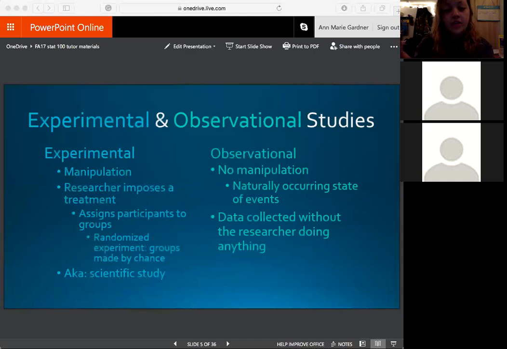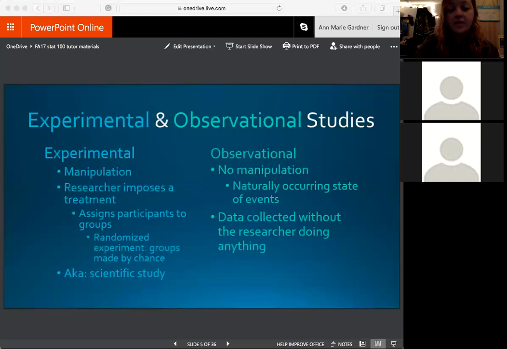So if we go to observational studies, this means that the researcher isn't going to put any type of manipulation on the data. They're just going to watch things that happen. I liken it to people watching. You just see what's going on, and you take data upon it, but you aren't making any sort of change to the data, or to the variables that you're looking at. So yeah, that's generally what it is.